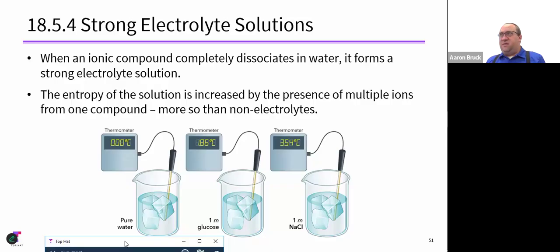When ionic compounds dissolve in water, they break apart into more particles. And as we know, more particles means more entropy. More entropy means more mixing. We're also going to see greater intermolecular forces because we have more particles to do intermolecular forces with.